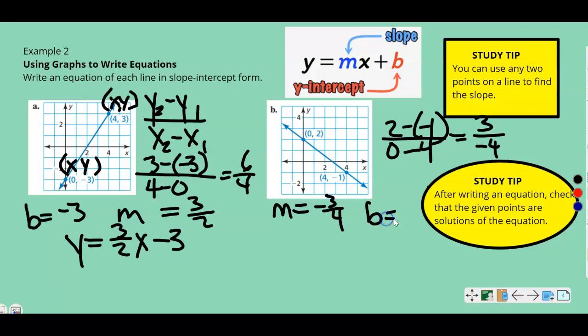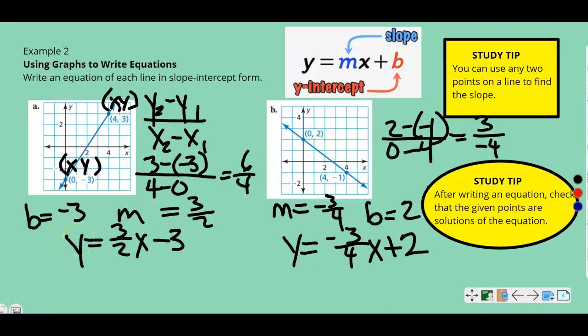And let's see what our y-intercept is. If you look at the y-axis and you go up through here, you can see there is a point at 2. So our y-intercept is 2. Y equals negative 3 over 4x plus 2. It says to check your answers by plugging in the points. If we want to check our answers, all you have to do is take the x and plug it in, and then see if you get 3 for y.